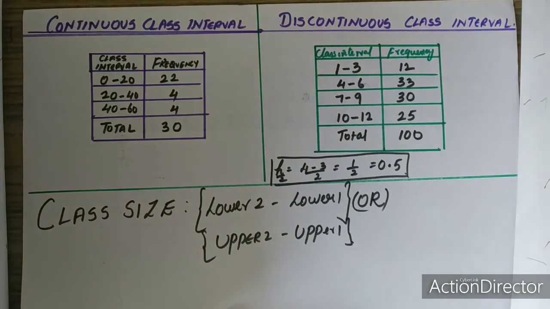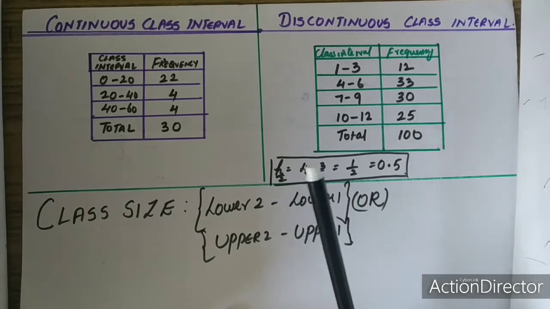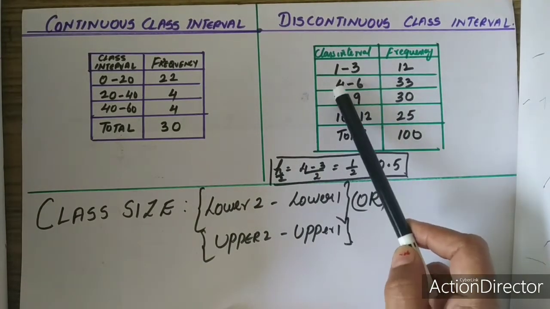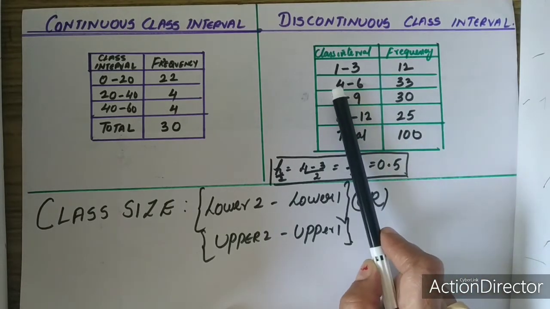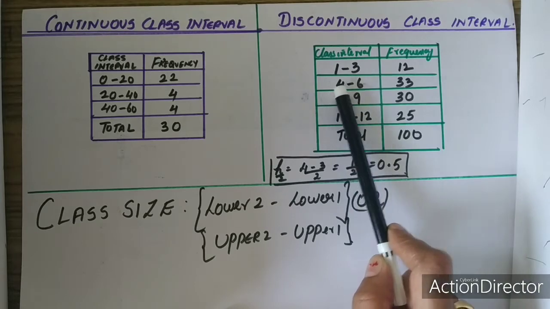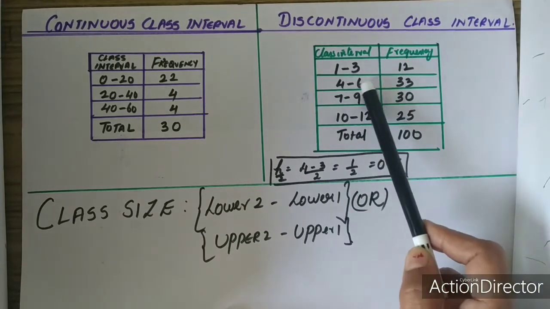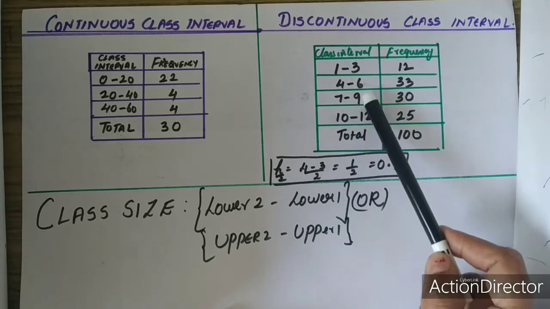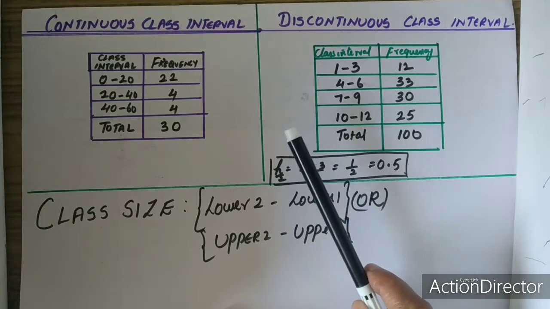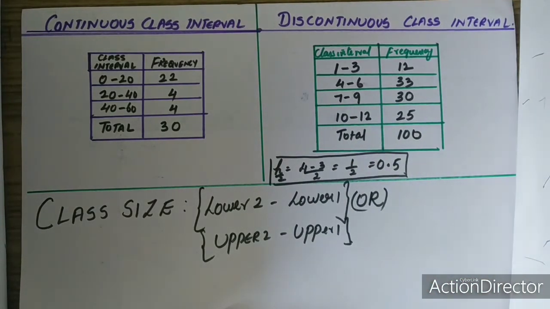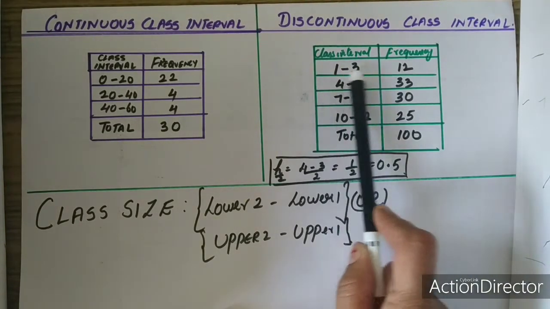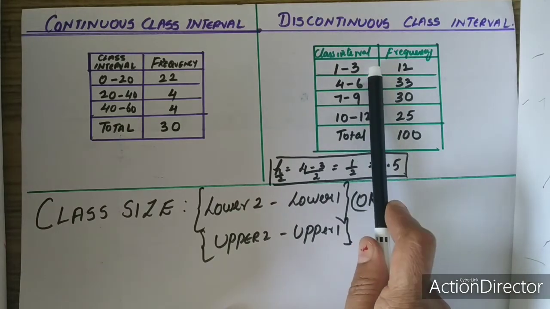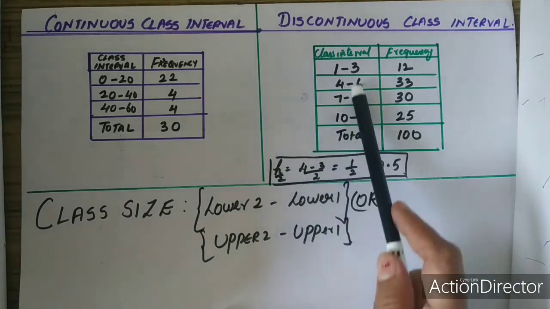I explained it already in one video: you have to subtract 0.5 and add 0.5. How did that 0.5 come? You could see the difference between these two limits, that is, the upper limit of the first class interval and the lower limit of the successive class interval. The difference is always 1. You see, 4 minus 3 is 1, here 7 minus 6 is 1, 10 minus 9 is 1. So what we are going to do is divide it into 2 parts, that is 0.5 and 0.5. So we are subtracting 0.5 from the lower limit and adding 0.5 to the upper limit. This difference you denote by h.